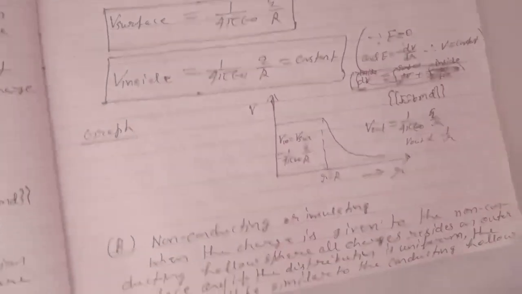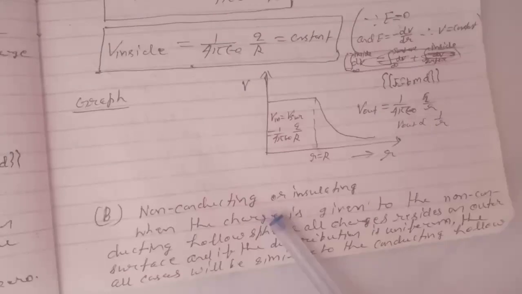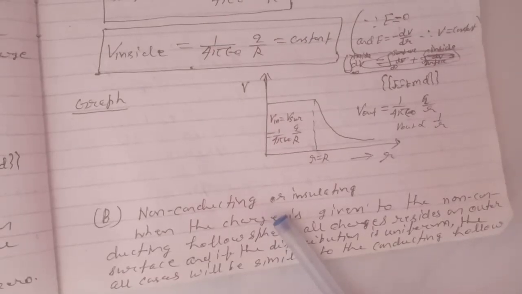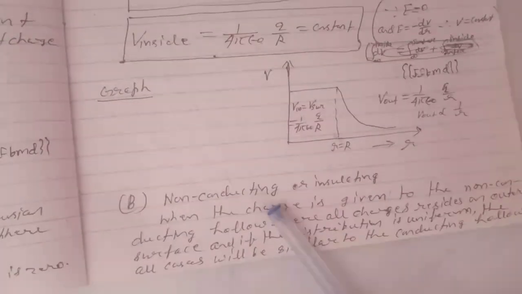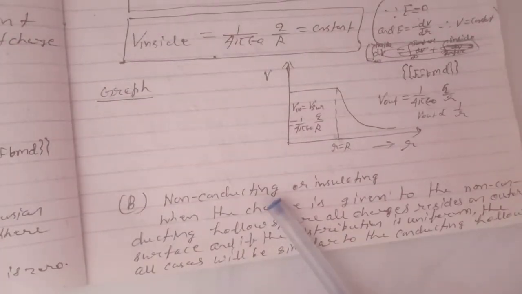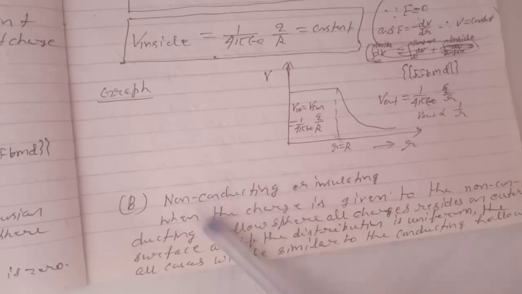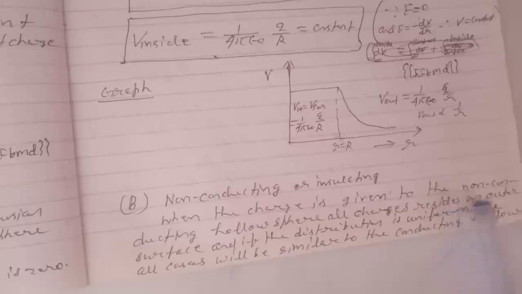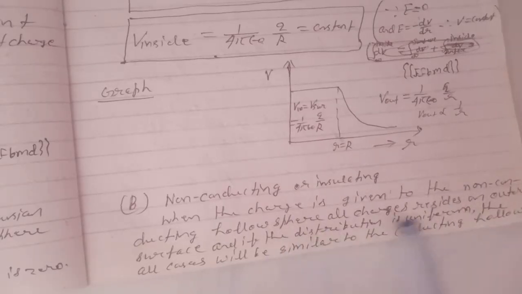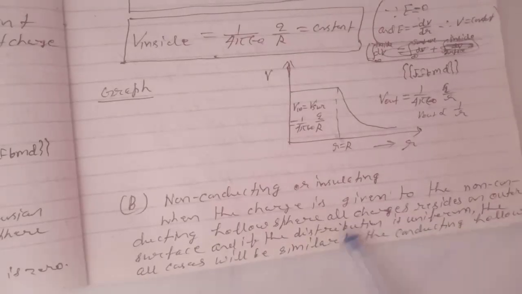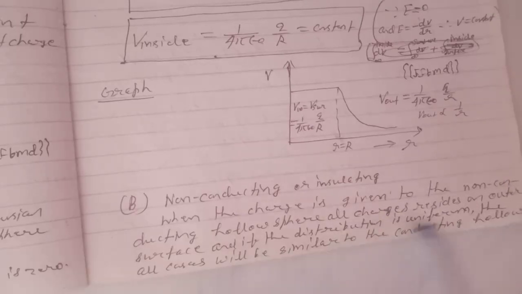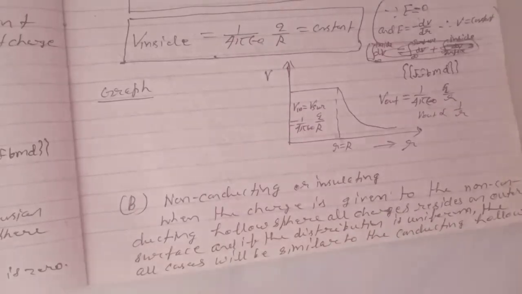Case B, non-conducting or insulating hollow sphere. Here we have a hollow sphere, but it is not a conducting hollow sphere, it is an insulating hollow sphere, and charge is given on the surface of the insulating hollow sphere. When the charge is given to the non-conducting hollow sphere, all charge resides on the outer surface, and if the distribution is uniform, as we have considered here, all cases will be similar to the conducting hollow sphere.